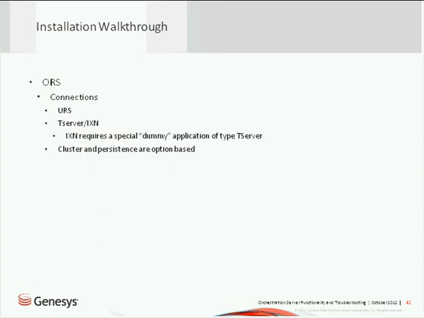Connections in ORS, pretty standard. You're just going to have connections to URS, and you're going to have a connection to T-server and your interaction server. The only trick around this one is interaction server. If the actual application type is a type interaction server, ORS has a problem connecting to it, and you have to go in and create a dummy application of type T-server. You give it the same host and port that your real interaction server is listening on, and ORS is going to be able to connect to your interaction server that way.